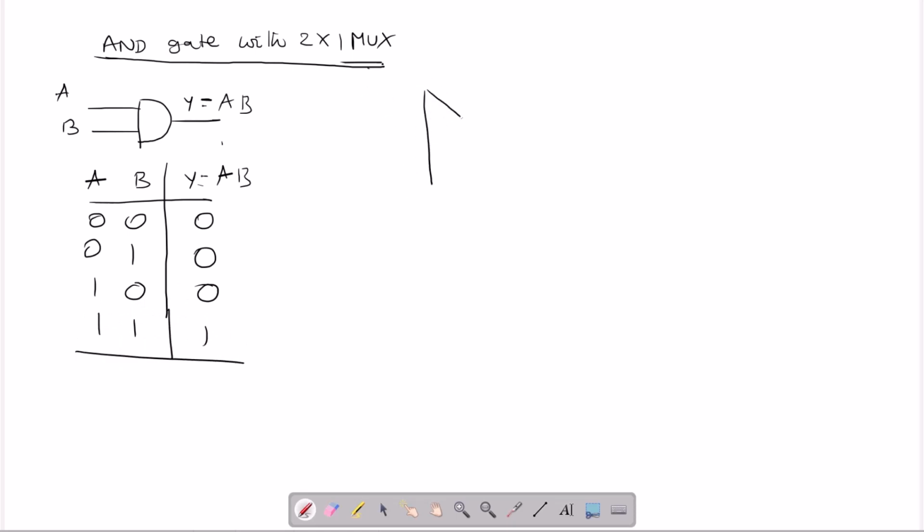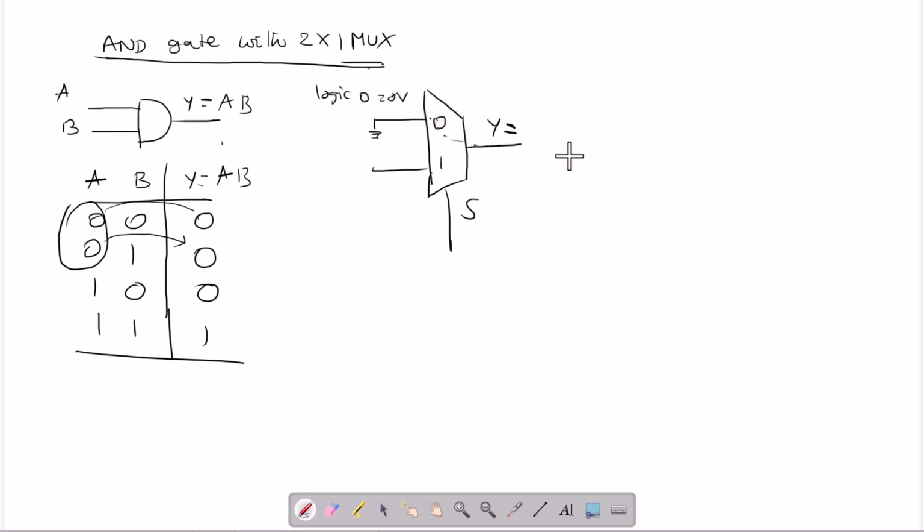Now with the help of the truth table, you can implement the AND gate with the 2 to 1 MUX. If S is equal to 0, this input will be selected. If S is equal to 1, this input will be selected. Now what is Y? Let us consider S is equal to A is equal to 0. Irrespective of the B input, the output is 0. So the same 0 comes here. You can directly connect ground, or logic 0, or 0 volts. This will be routed directly to the output. So Y is equal to 0.